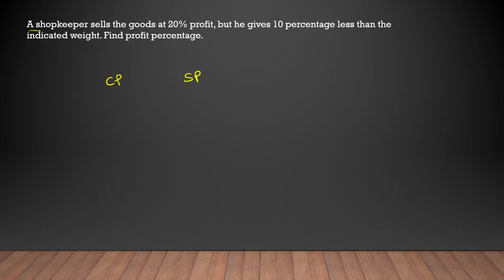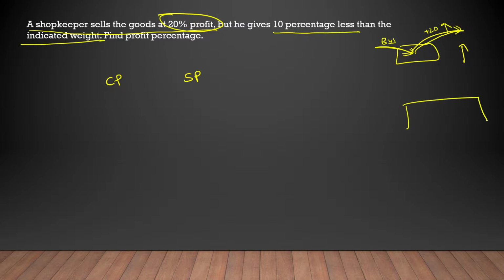See, a shopkeeper sells the goods at 20% profit. That means whatever price he is buying the item for, he is already selling it for 20% more. If he is getting 20% profit, for whatever price he is buying, he is already selling it at a higher price. Again, he is giving 10% less than the indicated weight. That means whatever weight it is showing, he is actually manipulating it to give 10% less. By using these two, you need to find out the actual profit percentage.